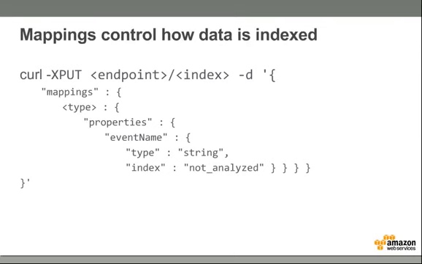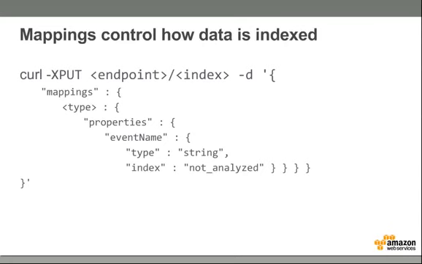You set the mappings, and you add a type there. That type is a stand-in for a name. We won't get into types. Typically, you would just use a single type. You don't want to use multiple types. And then you put properties. In this case, event name is a string.